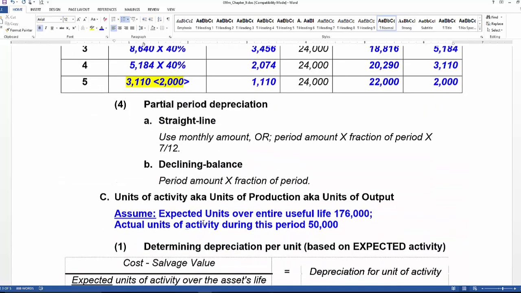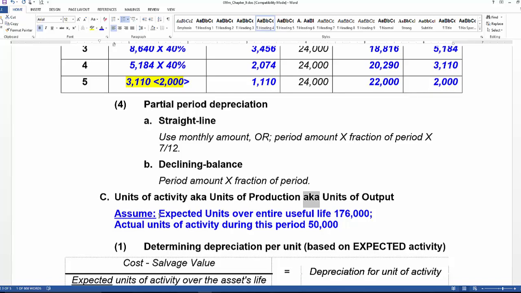Now, third method is actually not too tough. It's a lot like weighted average inventory. So this is called the units of output, also known as units of production, also known as units of output or units of activity.